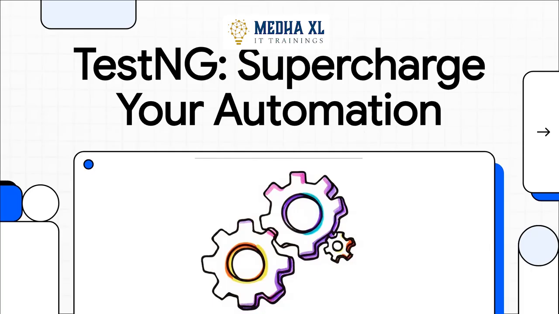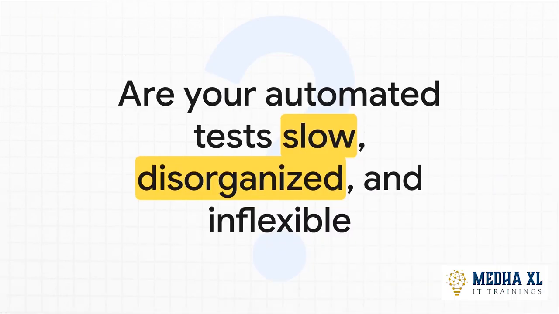All right, let's dive into something that's a total game changer for anyone doing test automation in Java. We're talking about TestNG. So, does this look familiar? You've got this growing test suite, and the bigger it gets, the more it feels like a tangled web. Runs take forever, finding a specific test is a nightmare, and everything feels rigid and brittle. If you're nodding along, you are definitely not alone.